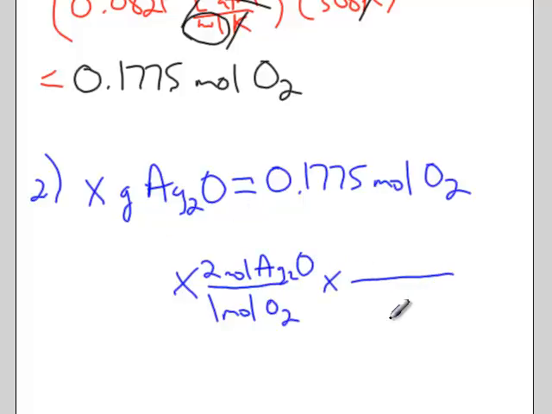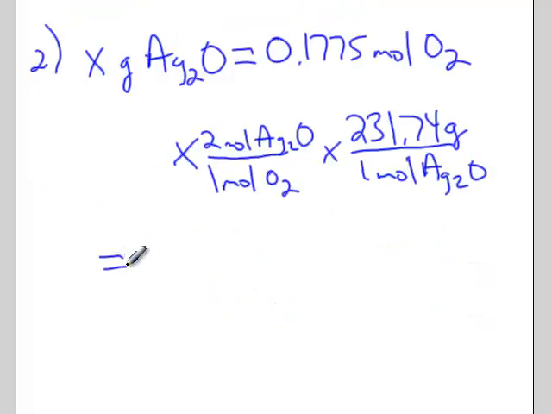And we want to turn that into grams, so we need the molar mass. And silver oxide's molar mass from the periodic table, 231.74 grams per mole, gives us an answer of 82.3 grams of silver oxide.